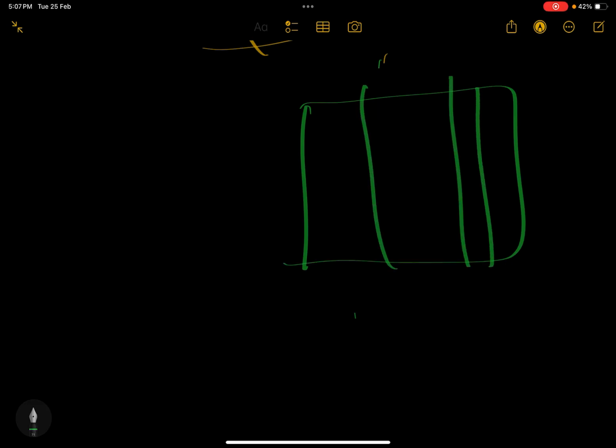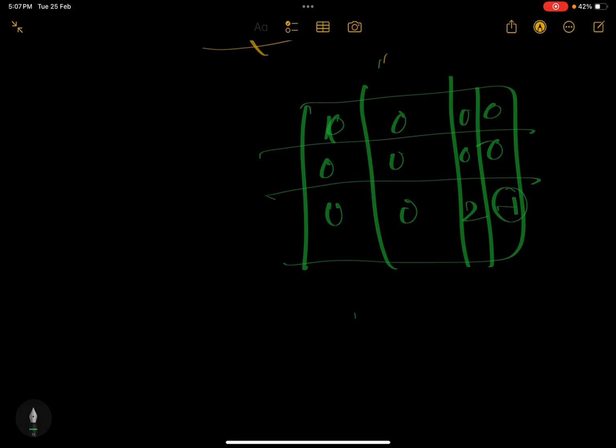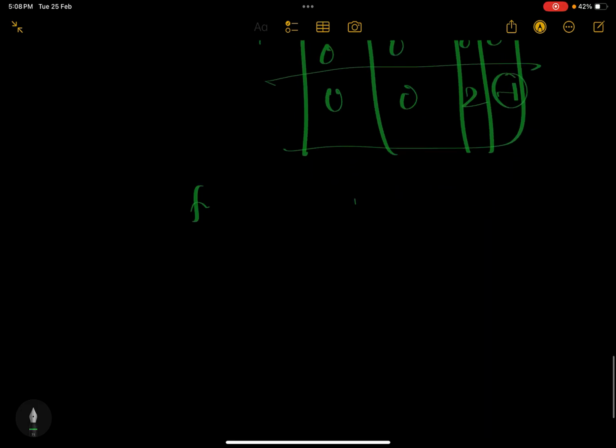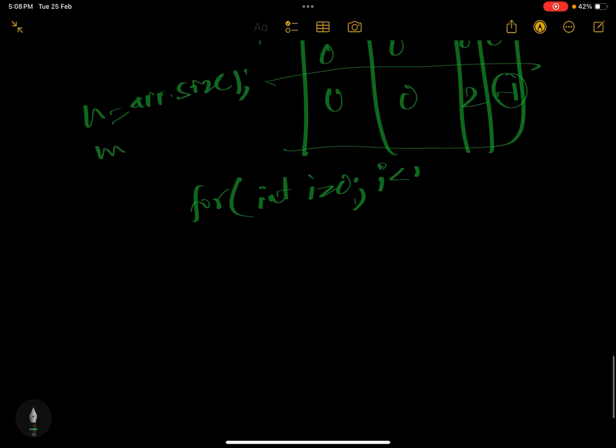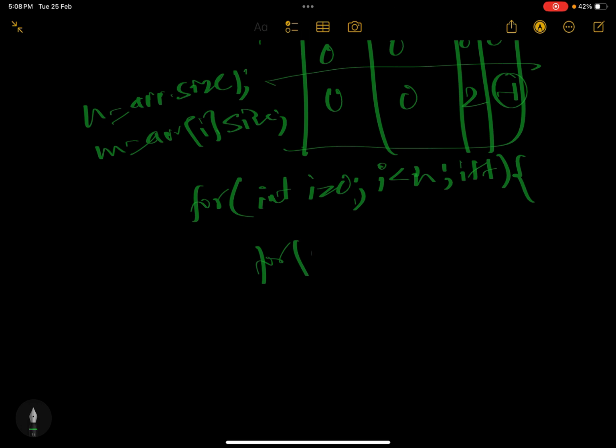Okay, now again, this was a grid: 1 0 0 0 0 0 0 0 0 0 2 and -1. We have to explore all the paths from starting to ending, and also keep count of how many non-obstacles there were. So first we can count all non-obstacles using two loops over the grid. Let n be the number of rows, and m the number of columns. So I go through all the loops, int j equals 0, j less than m, j plus plus.